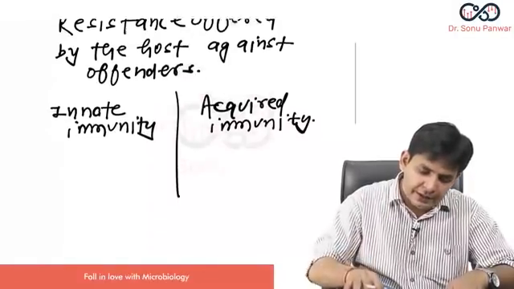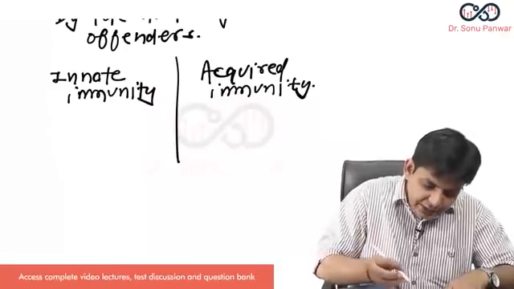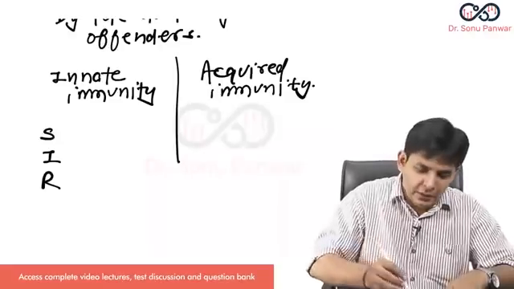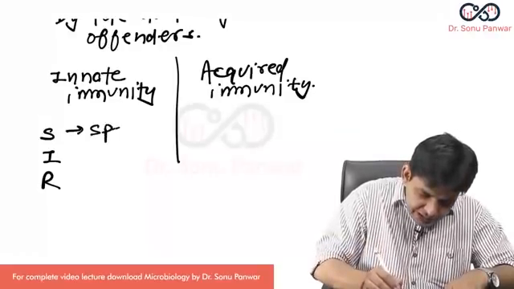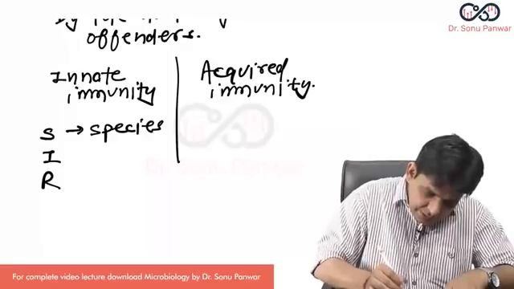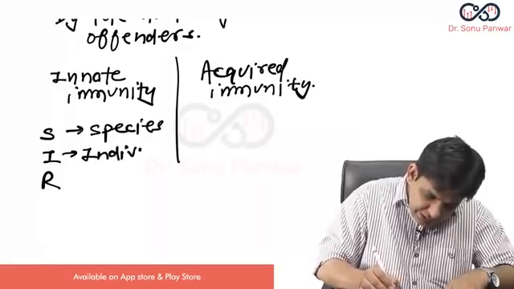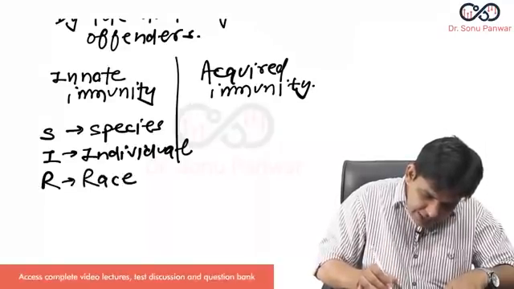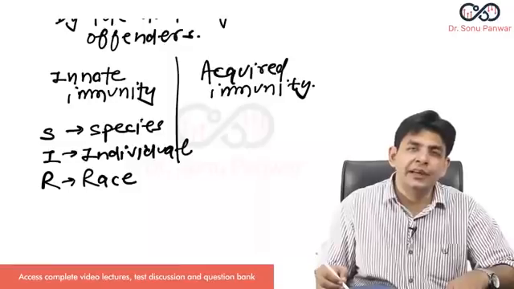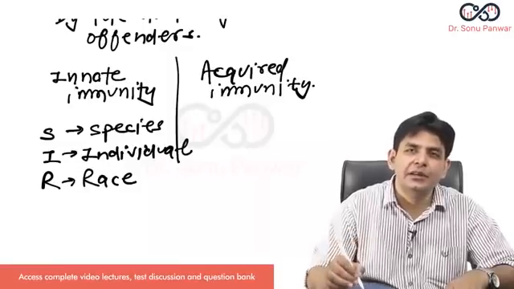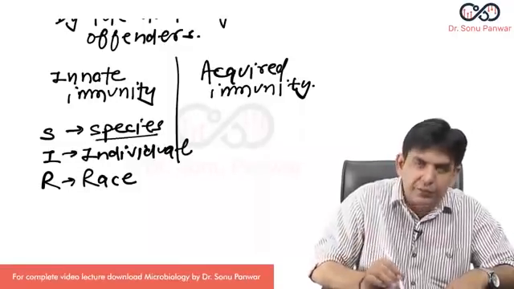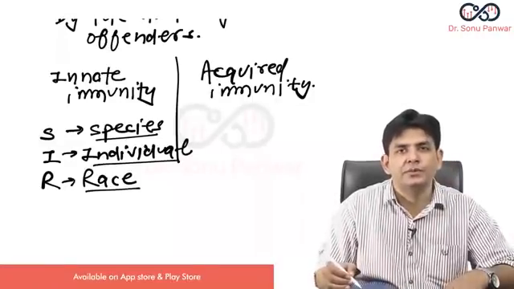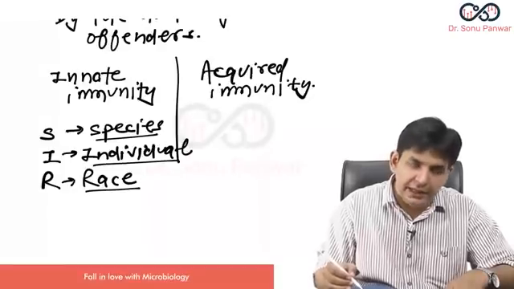You know that. So remember in this, guys, the innate immunity depends on three factors. What are those three factors? One is to which species we belong. To which individual parents we belong. And to which race we belong. So all these three, SIR, determine your innate immunity. Means to which species, which individual parents, and which race you belong to. These all things determine your innate immunity.